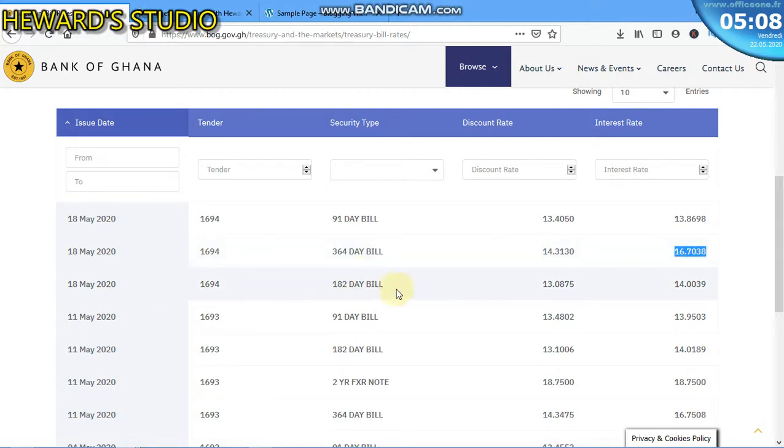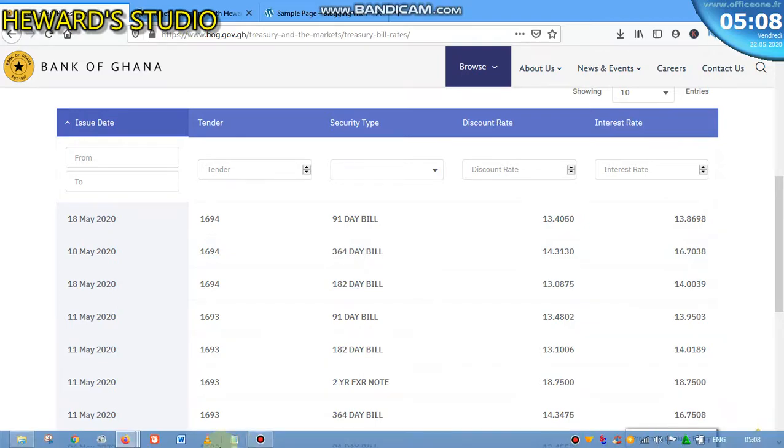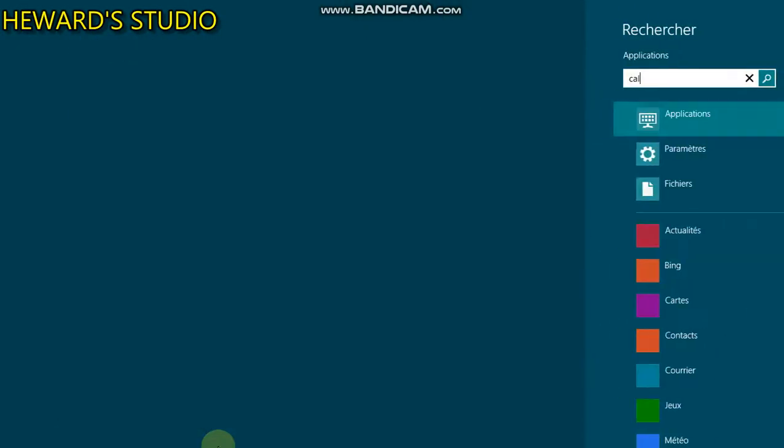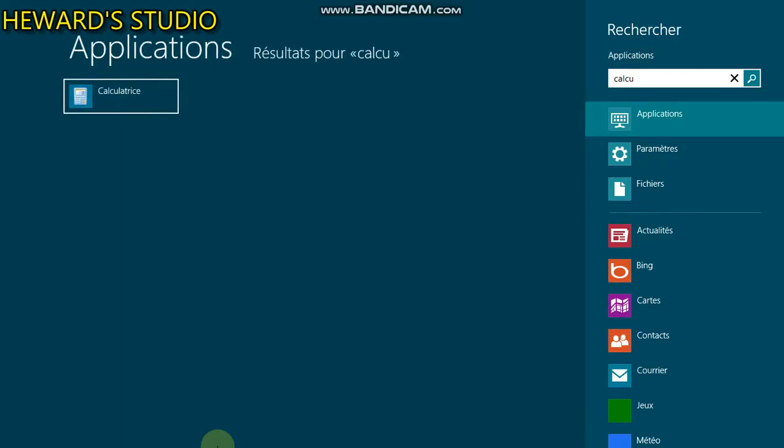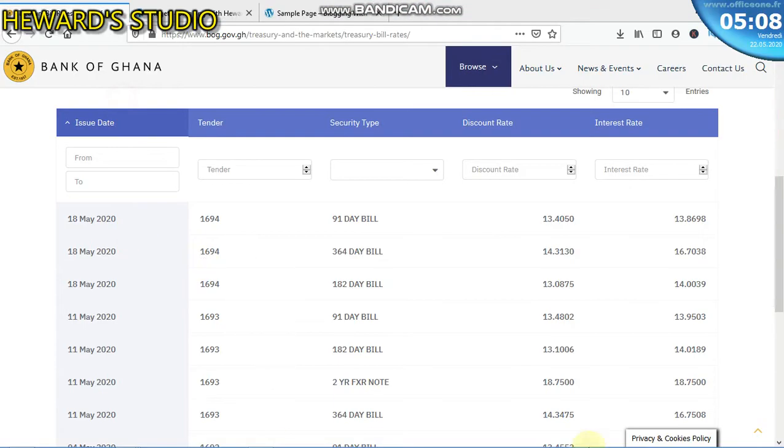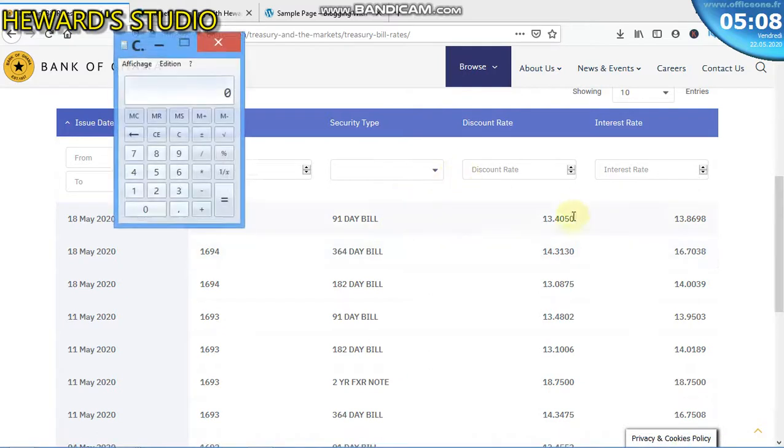Then we have the 6-month one here, which is 14.0039. Now, let me come with my calculator. Now it is clear. Let's do the math here so that we all get to know the interest for each of them. So 13.8698, divided by 4.